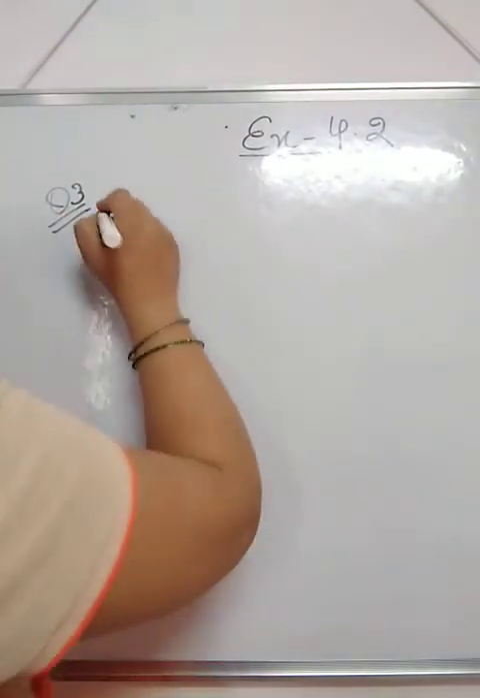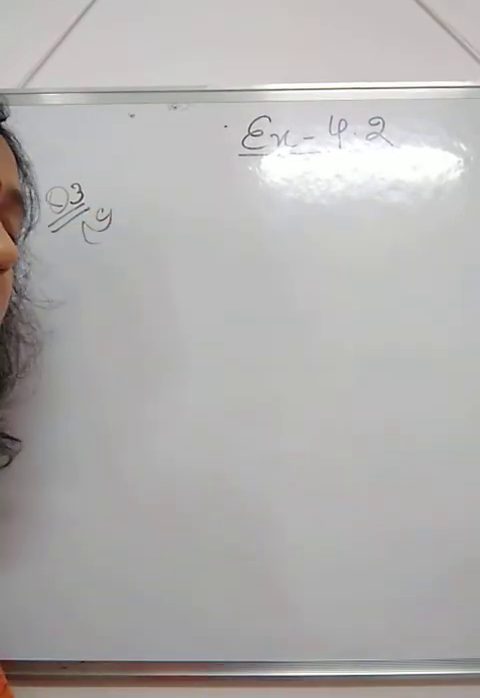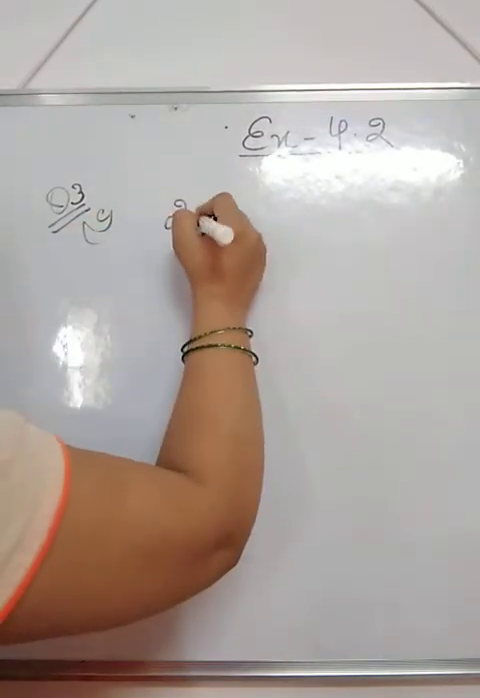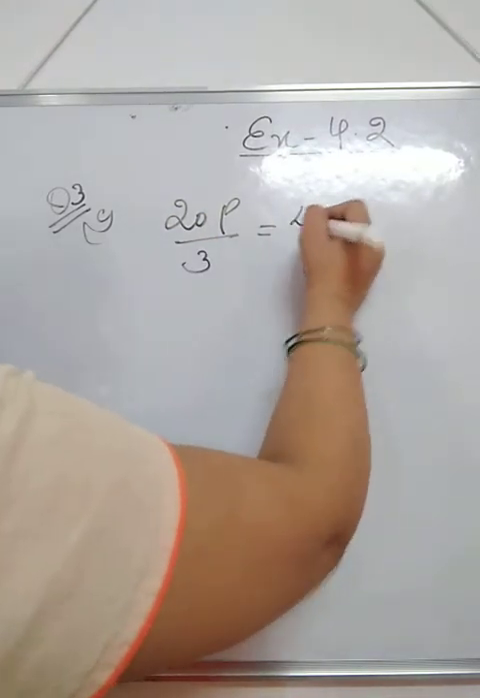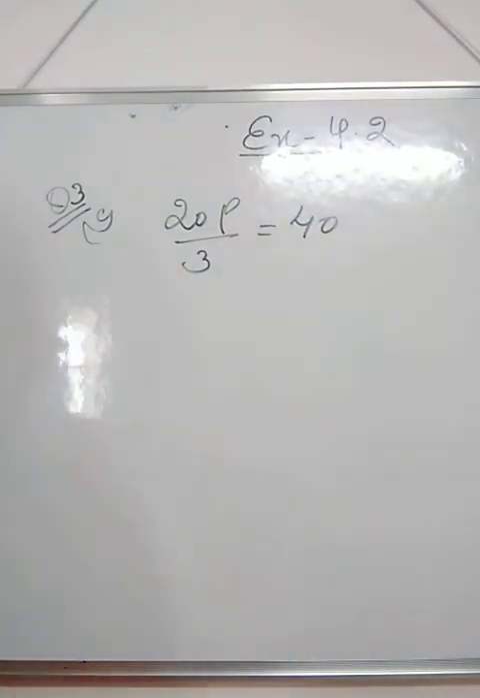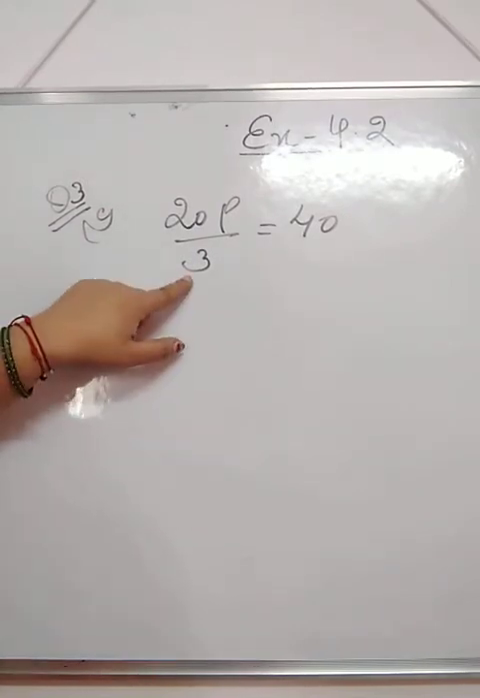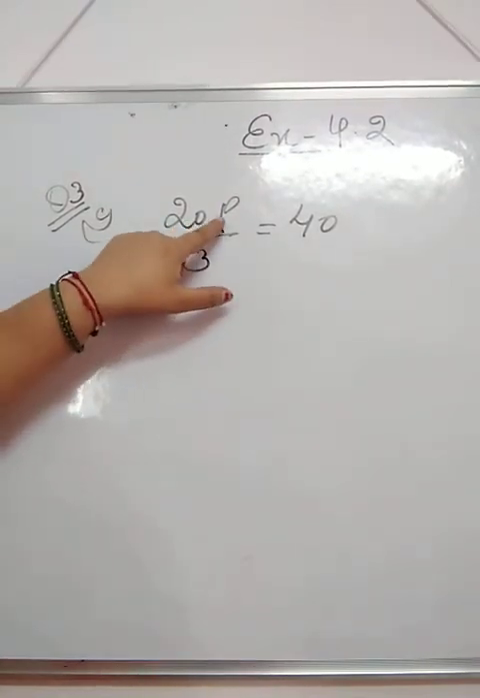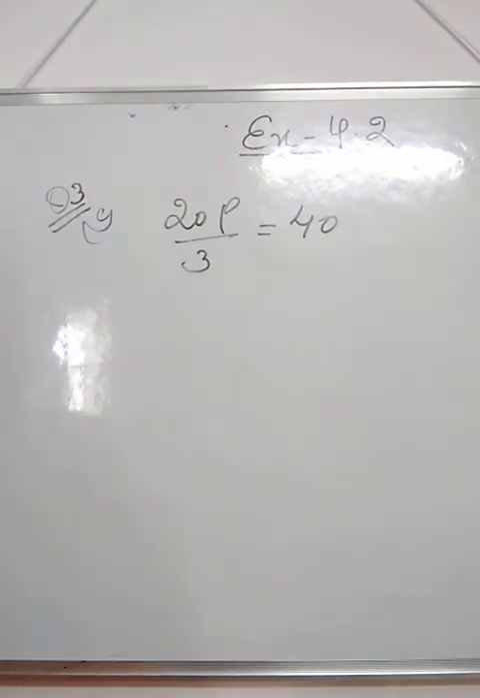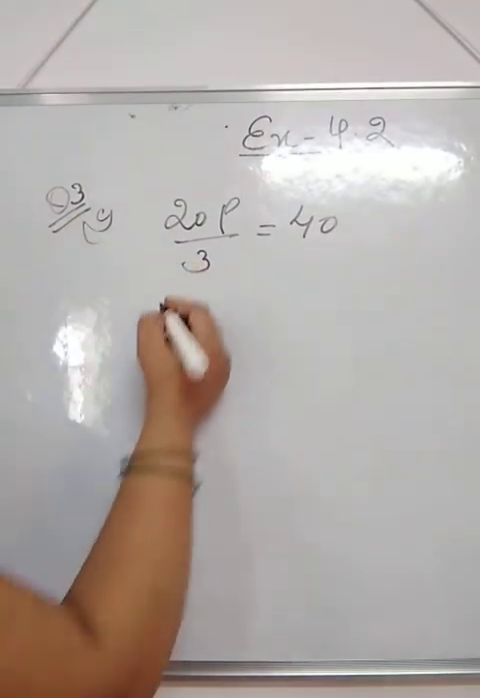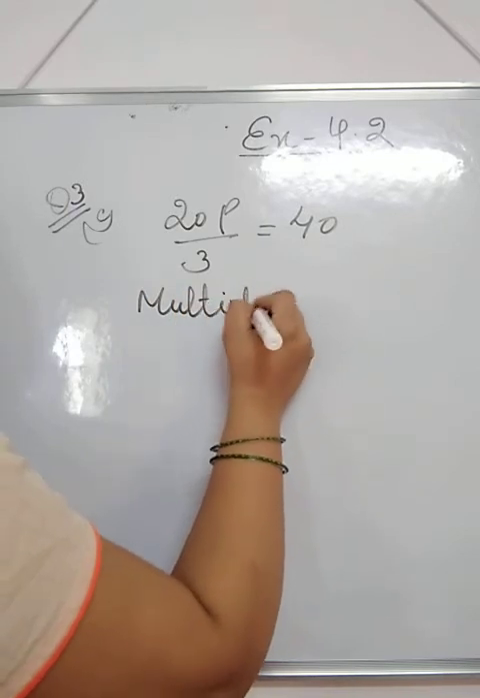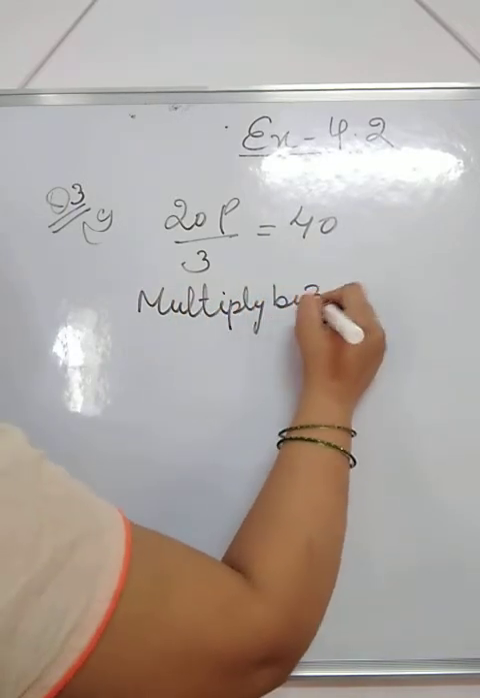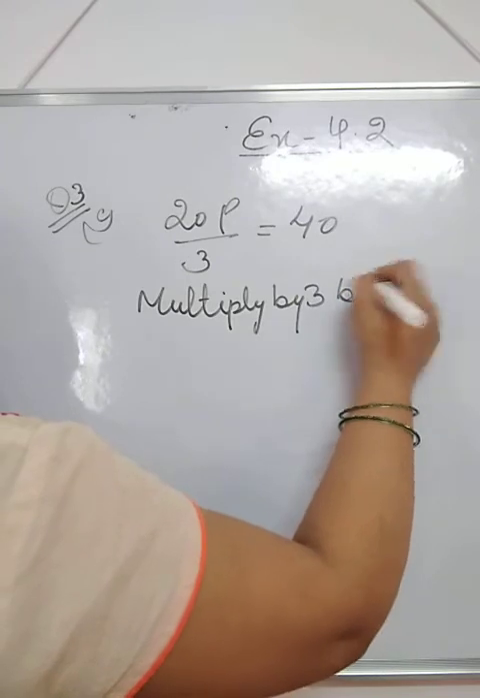Now come to the C part. 20p upon 3 is equal to 40. So here first we will solve the division. 3 is in division here and 20 is in multiplication with the p. So first we will solve the division. So for that we have to multiply by 3 both sides.